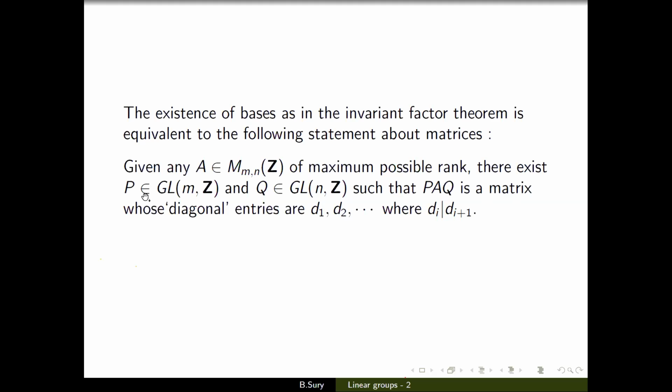Okay, the determinant of P is plus or minus 1, and Q is an n by n matrix over the integers with determinant plus or minus 1. You pre-multiply A by P and post-multiply it by Q, then this matrix looks like a diagonal matrix. I'm just saying "diagonal" within inverted commas because this is a rectangular matrix.